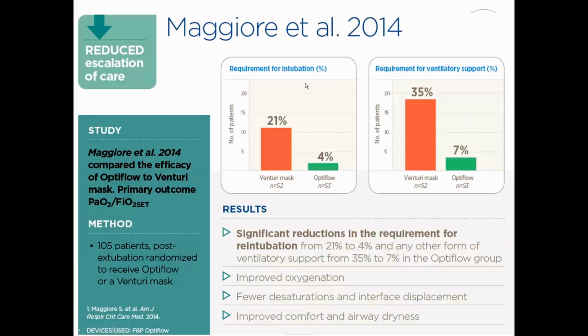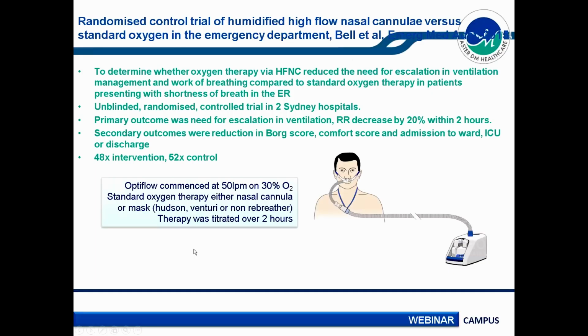So this is again the requirement of intubation and again the requirement for ventilatory support. These both can be reduced as per this study using high flow nasal cannula. So this is again a randomized controlled trial, HFNC versus standard oxygen. So here again HFNC at 50 liters on 30% oxygen versus standard oxygen therapy, nasal cannula or mask, and it is titrated over 2 hours.